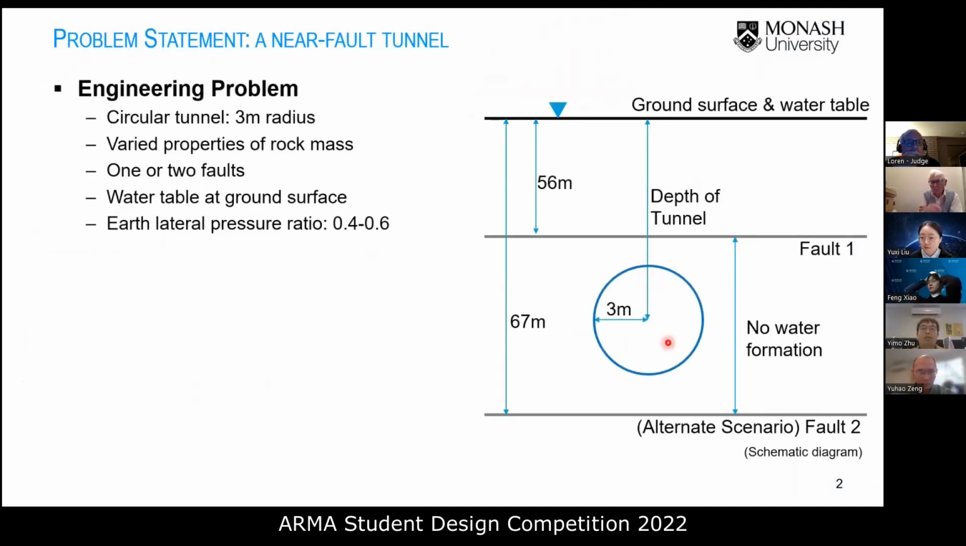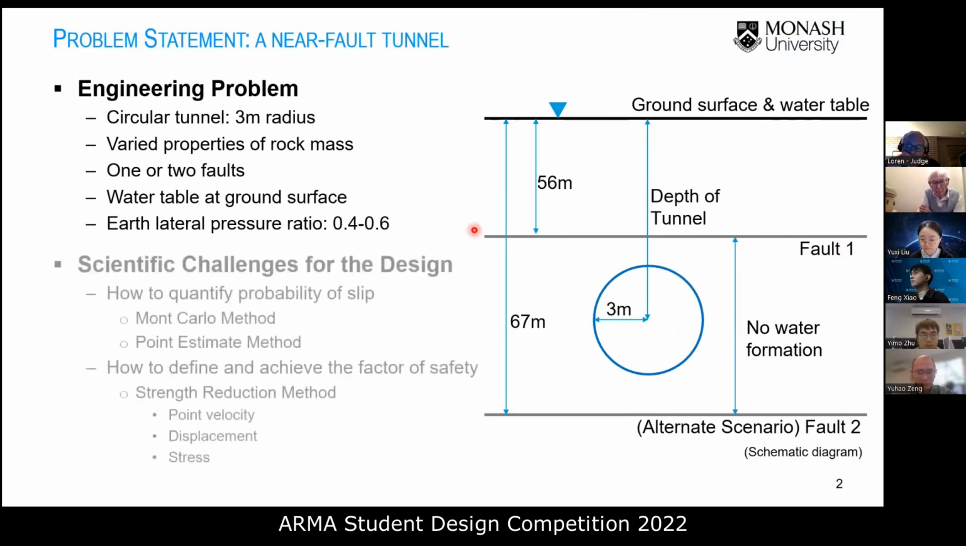So first of all, what is exactly our project? From the engineering aspect, it is a 3-meter radius circular tunnel adjacent to 1-fold or 2-fold scenarios. The tunnel sits in a rock mass environment with varied rock mass property. The water table is almost at ground surface, but is barriered by the fold 1 here. The lateral earth pressure ratio, which is the ratio of the horizontal stress to the vertical stress, is 0.4 to 0.6. The project is aimed to find the minimum and optimum tunnel depth under the engineering construction.